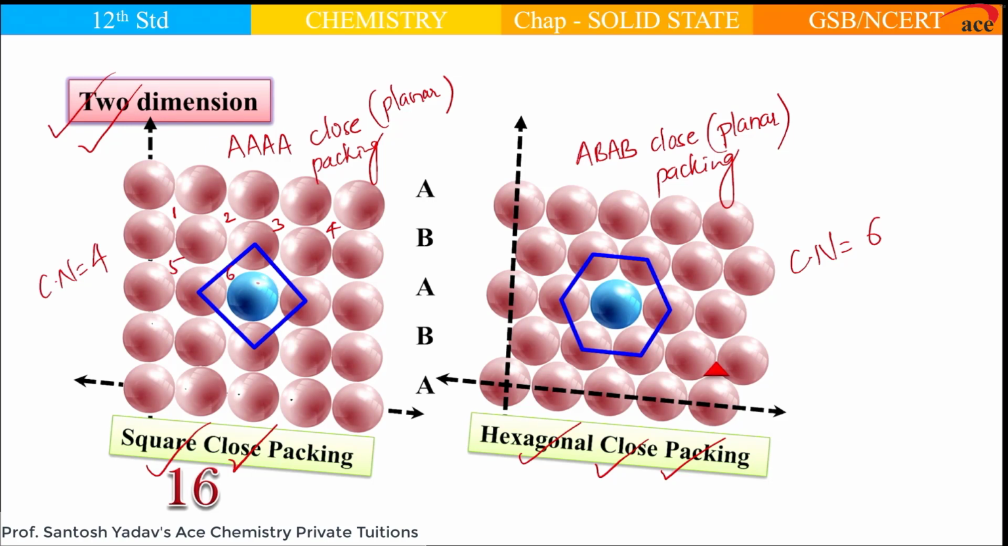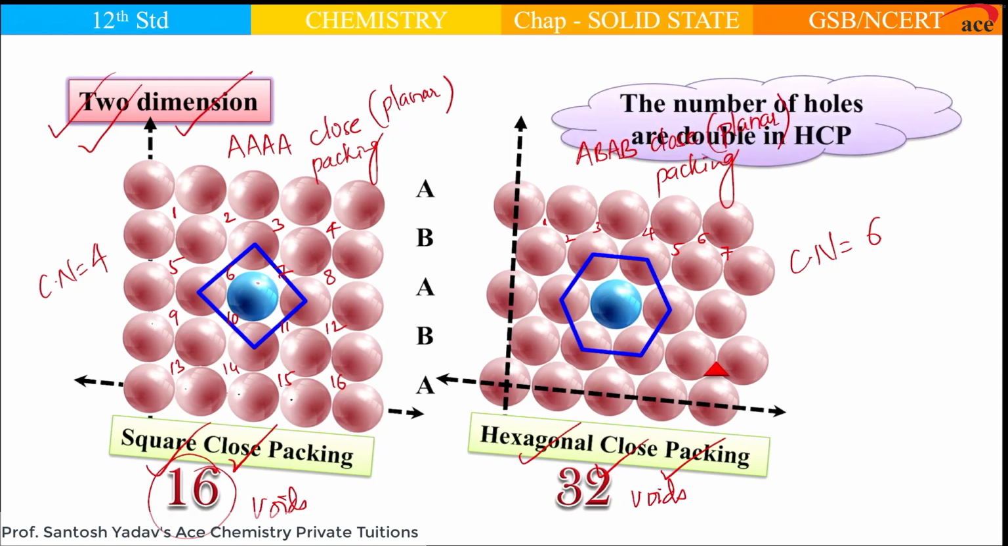Now, if you try to understand how many holes are there, if you count the number of holes in this entire packing, then you will get 16 holes or 16 voids. Similarly, if you try to count the number of holes in this, and you go on, you will find it is 32. So, 32 voids, that means the number of voids in two dimensional hexagonal close packing is double that of square close packing. So, the number of holes is double in HCP.